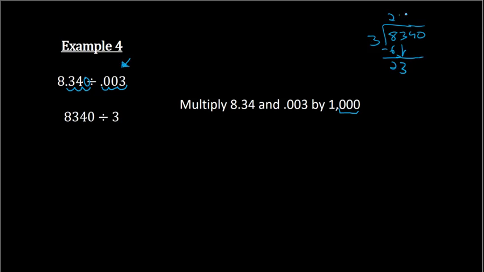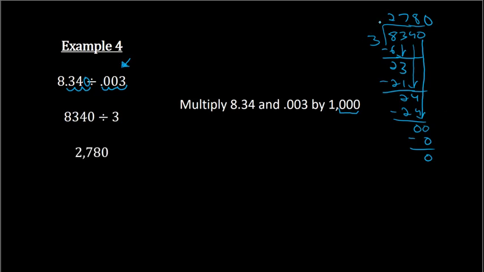3 goes into 23 7 times. 7 times 3 is 21. Subtract and we get 2. Bring down the 4 and repeat. 3 goes into 24 8 times. 8 times 3 is 24. Subtract and we get 0. And then we have another 0 here at the end. So 3 goes into 0 0 times. 0 times 3 is 0. Subtract and we get 0. So our solution is going to be 2,780, which is what we have right here.